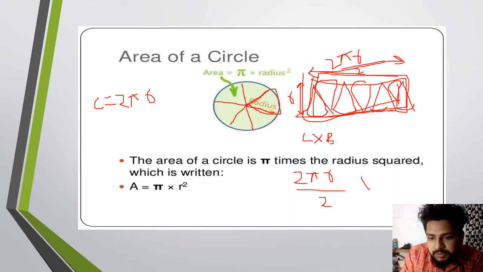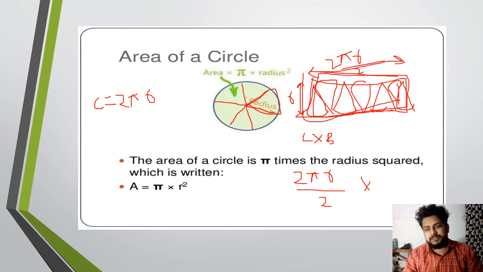Breadth is b. Breadth is r. This one is the r. Breadth is r, and we cut this 2 and those 2 and multiply r, it becomes r square. Okay, it becomes pi r square.